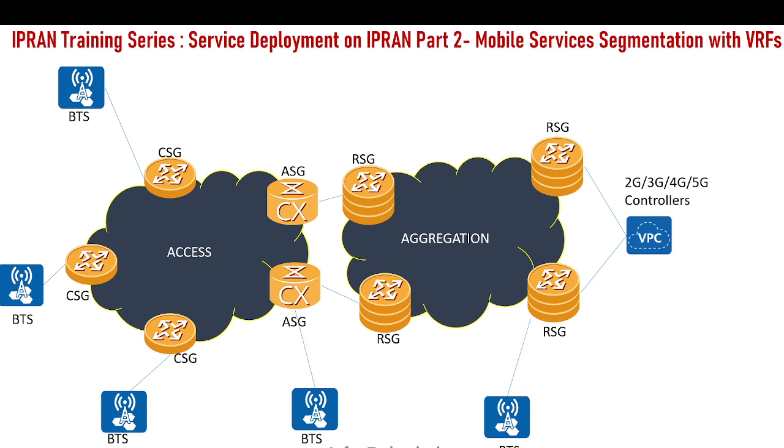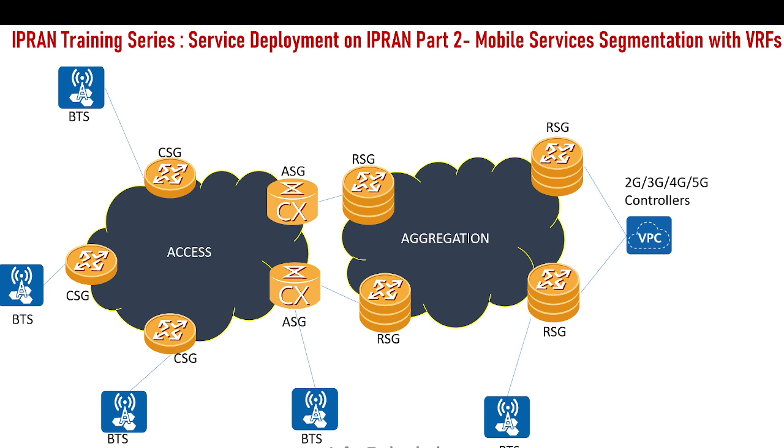So we have the CSGs connecting to the BTS. So the BTS will be acting as our customer edge devices in a normal MPLS network. And then we have the CSGs. The CSGs will be the PE nodes. So the CSG has to learn routes from the BTS for different technologies. And once it has learned the routes from the BTS, they have to propagate these routes to the RSG and to the controllers. Even the RSGs will be acting as the provider edge routers. Remember, they are also connecting to the controllers and also to the BTS.